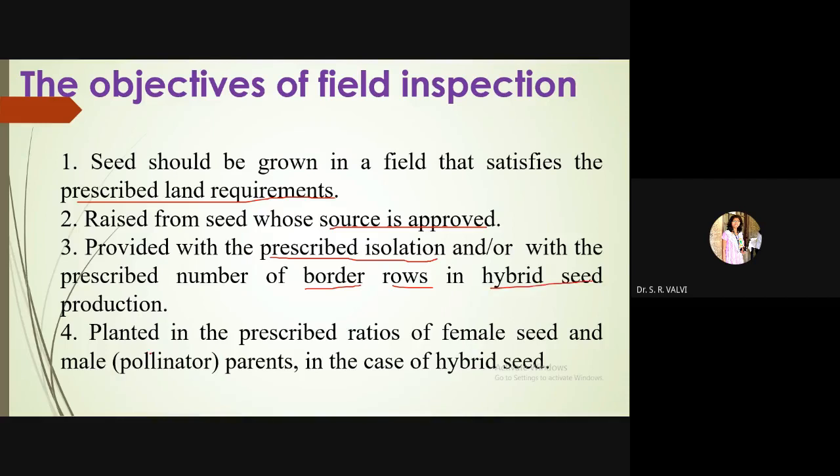Next point, it should be planted in prescribed ratios of female and male parents. Getting it? In case of hybrid seed, you have to plant one row of male seeds and one row of female seeds, and then hybrid seed production takes place. So in a prescribed ratio you have to plant the female seed as well as the male seeds.